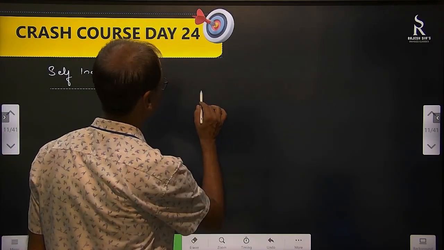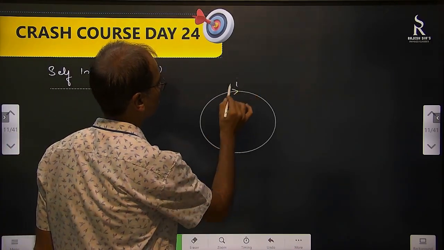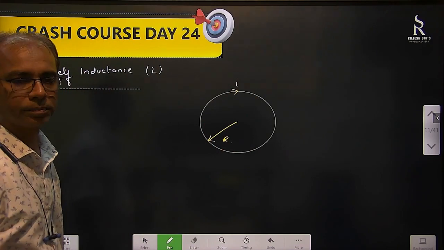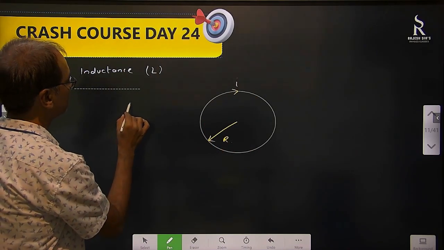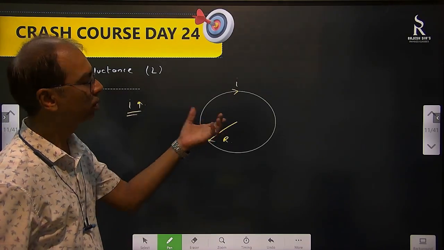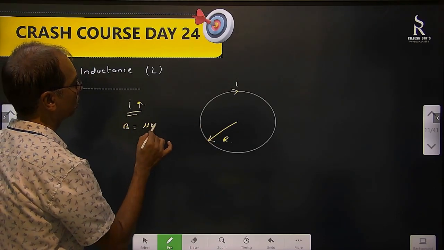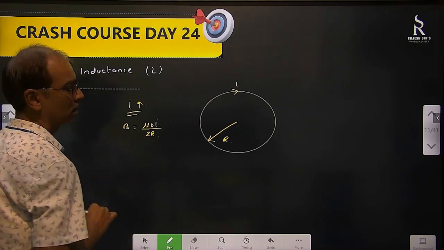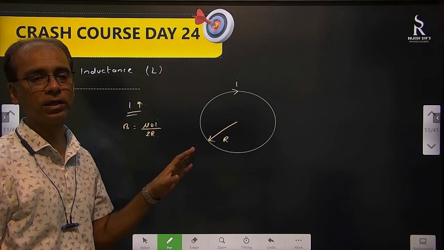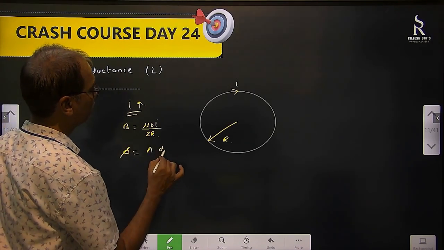Self-inductance actually means, suppose there is a coil and there is a current I in this one. Okay, its radius is R. If there is current in this one and this current is changing, I increases or I decreases, whatever. If I is increasing, we know that the magnetic field at the center of this coil is mu naught I by 2R. We already know that. So if I is changing, magnetic field is also changing. And if magnetic field is changing, flux is changing. Okay. What is flux here? In this case, A into dB by dt.